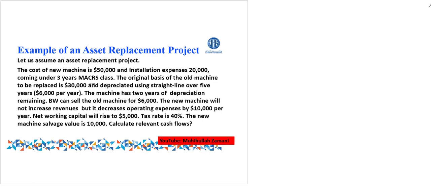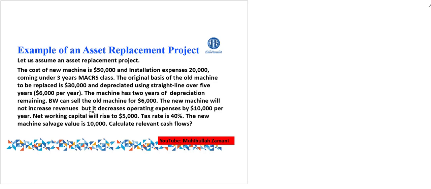This is the information given regarding the old machine. The old machine cost was 30,000, but they divided the life into 5, so 30 divided by 5 becomes 6,000 per year. 3 years of depreciation is charged, which becomes 18,000. How much is remaining for the remaining 2 years? 12,000. So the cost of that asset still to be charged is 12,000. But Basket Wonder can sell it in the market for only 6,000.